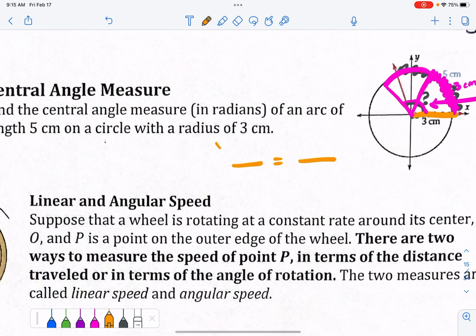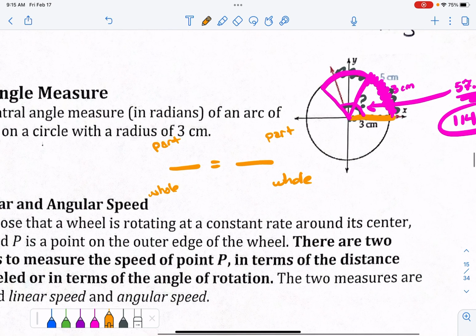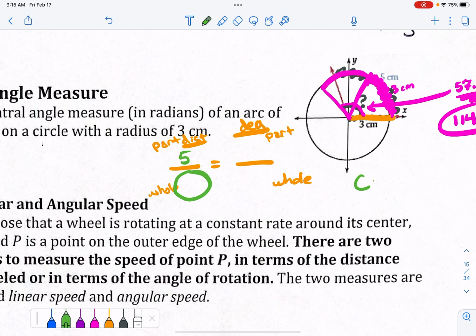So let's talk about the part that we have and the whole that we have, okay? All right, so I'm going to talk about degrees over here in this section, and then I'm going to talk about distance over here in this section, okay? So the part of the distance that we're talking about is 5 centimeters, okay? So I'm going to put 5 up here on the top. The whole distance would be the circumference, which is 2 times pi times the radius, okay? And in here, the radius is 3. So if I would go the whole distance, I would have 6 pi. 6 pi would be my whole distance. I'm only going 5 of it, but the whole distance would be 6 pi.